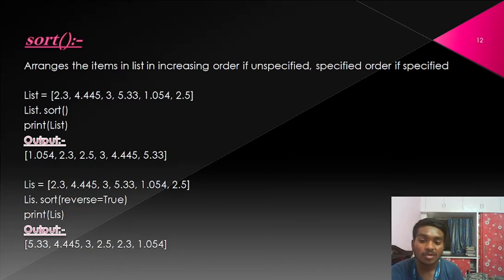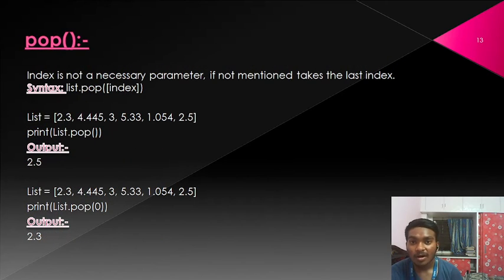Now the same list has 2.3, 4.4453, 5.33, 1.054 and 2.5. list.sort(reverse=True). Now we are asking the sort method to print the list in reverse order, meaning decreasing order. Print list. Now we can see that the output is 5.33, 4.4453, 2.5, 2.3, 1.054, the elements present in the list in decreasing order. Not elements, they are called items. The elements in the list are known as items.